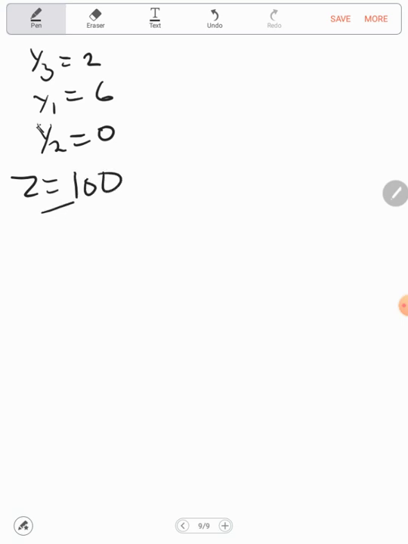So your answers here, for those who want to prove, you can get the values of y3 to be 2, y1 will be 6, and then y2 will be 0, and z will be equal to 100.